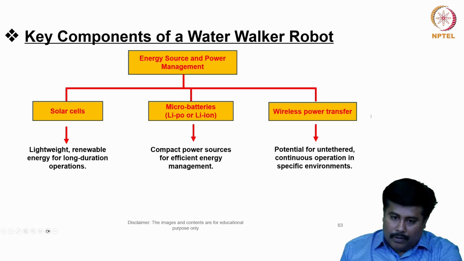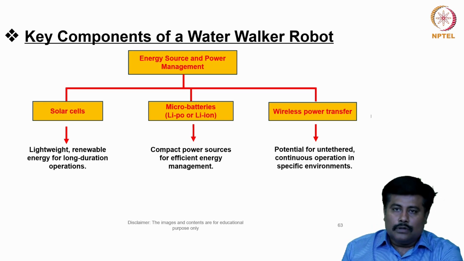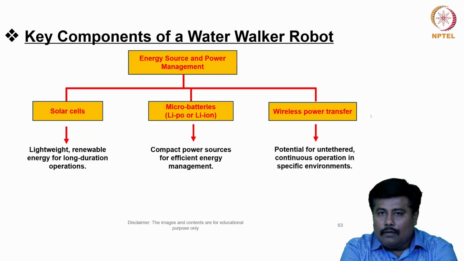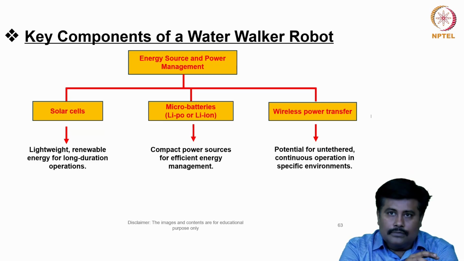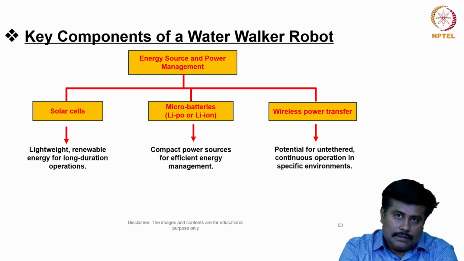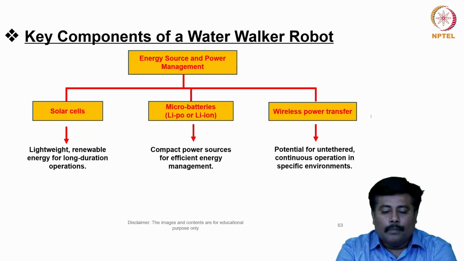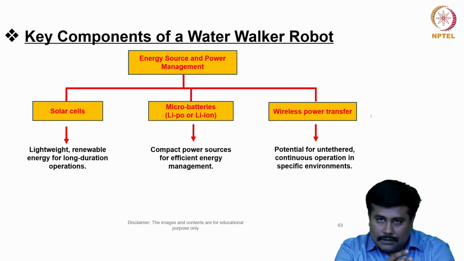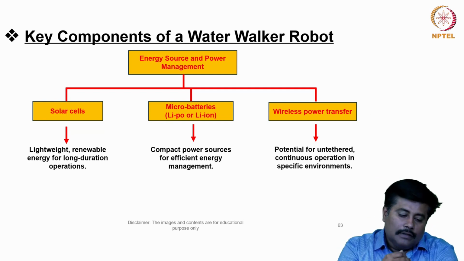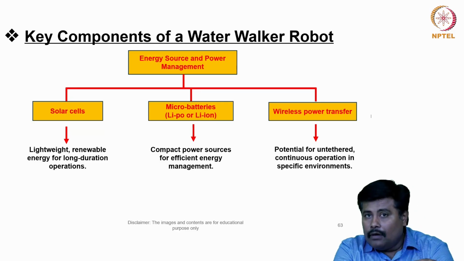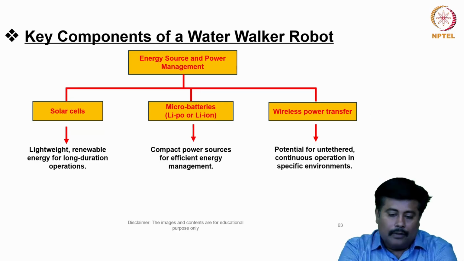Some of the key components of these water walker robots include the energy source and power management. When we closely observe the different energy sources involved, we have solar cells, micro batteries, and wireless power transfer. Solar cells are lightweight and renewable energy sources for long duration operations, which can be embedded along with such biomimicking robots.